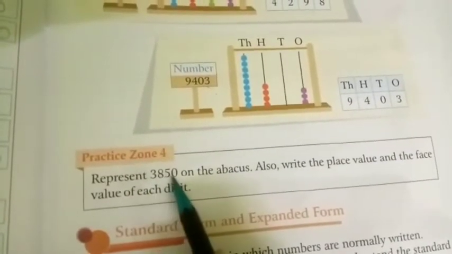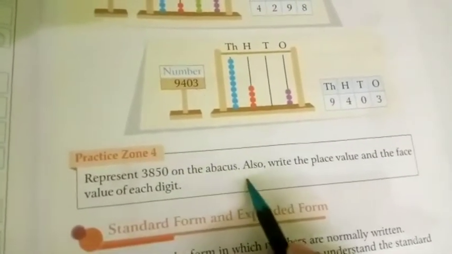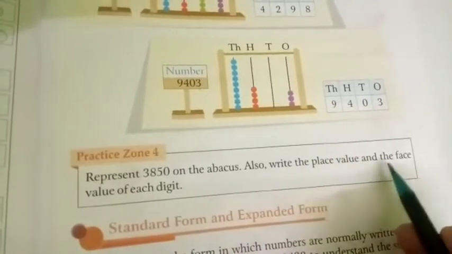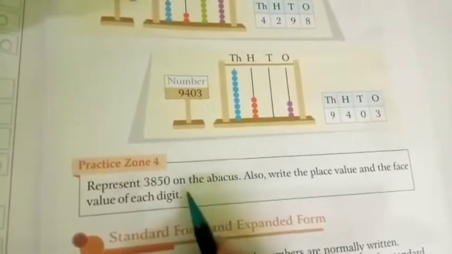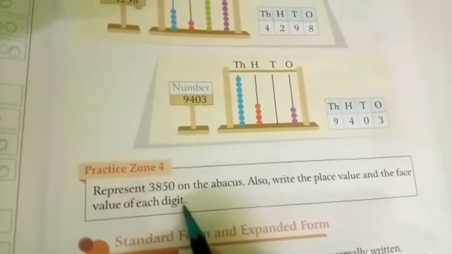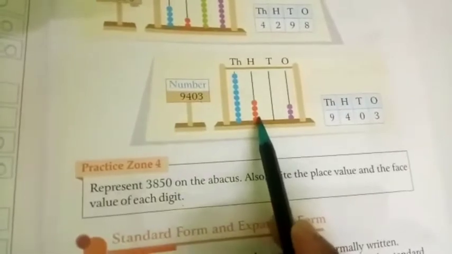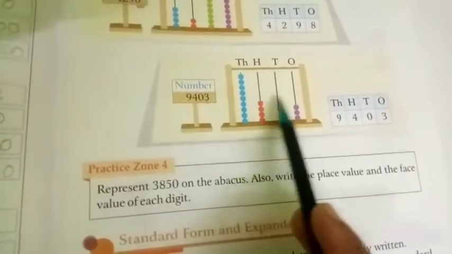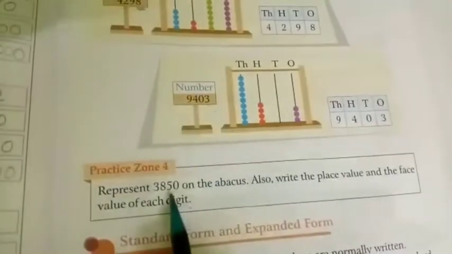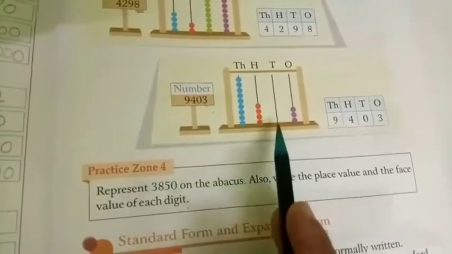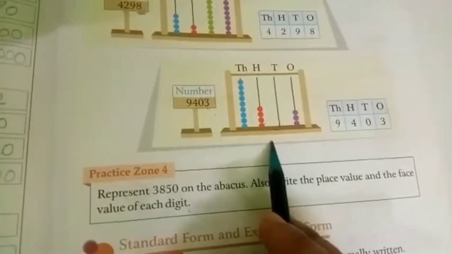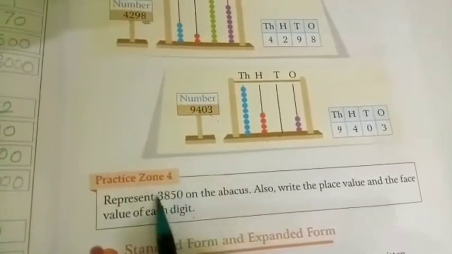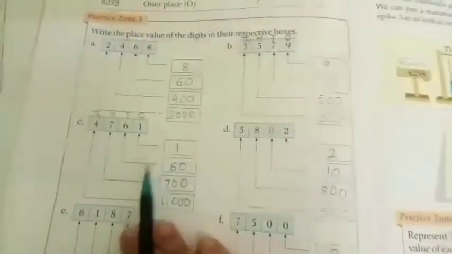Okay, so represent 3850 on the abacus. Also write the place value and the face value of each digit. So you can draw this abacus in your rough book like this. You have to draw the beads according to this number 3850 and write the place value and face value of all the numbers as we have written here.